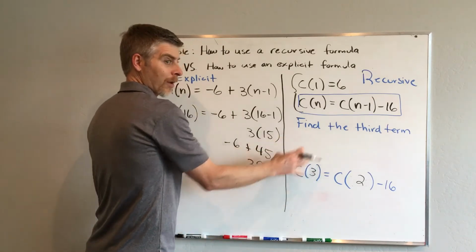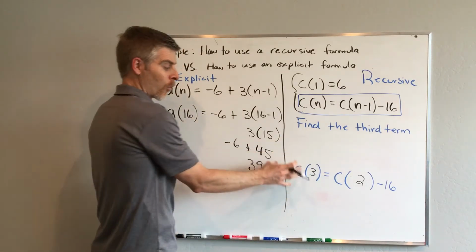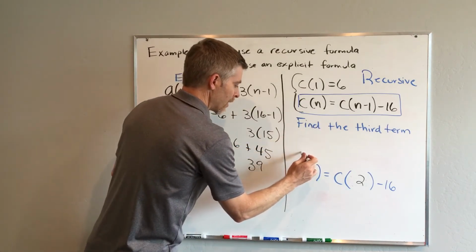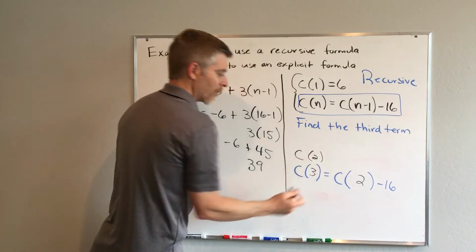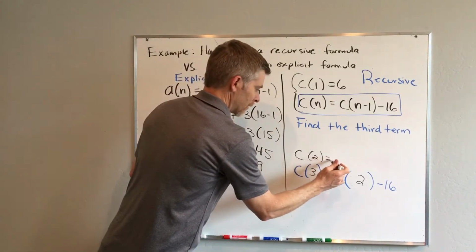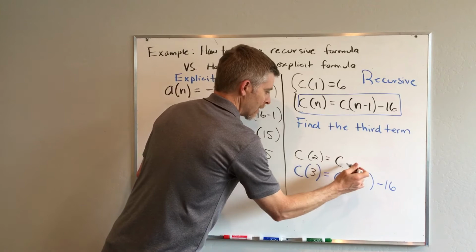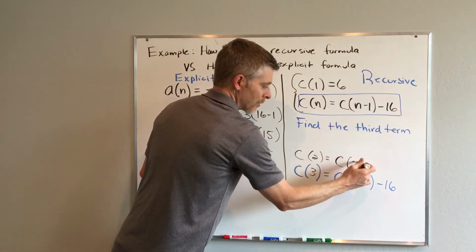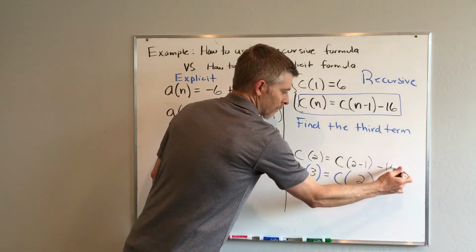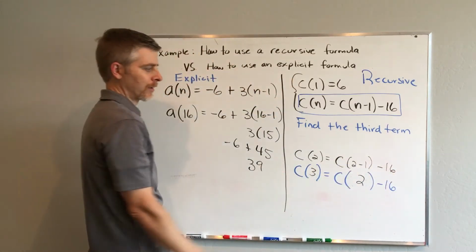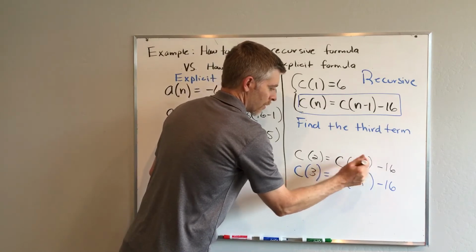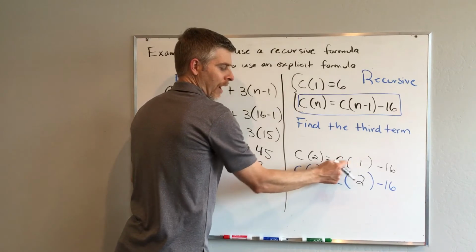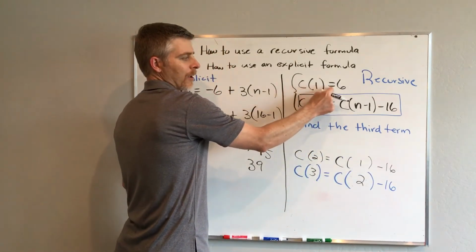So I've got to work recursively, meaning working backwards, and say, okay, well then what is C of 2? What's the second term? Well, according to the formula, it's C of n minus 1, but this time it's 2 minus 1. What's 2 minus 1? 1. C of 1 minus 16. Oh, great. I know what C of 1 is. It's the first term. It's 6.